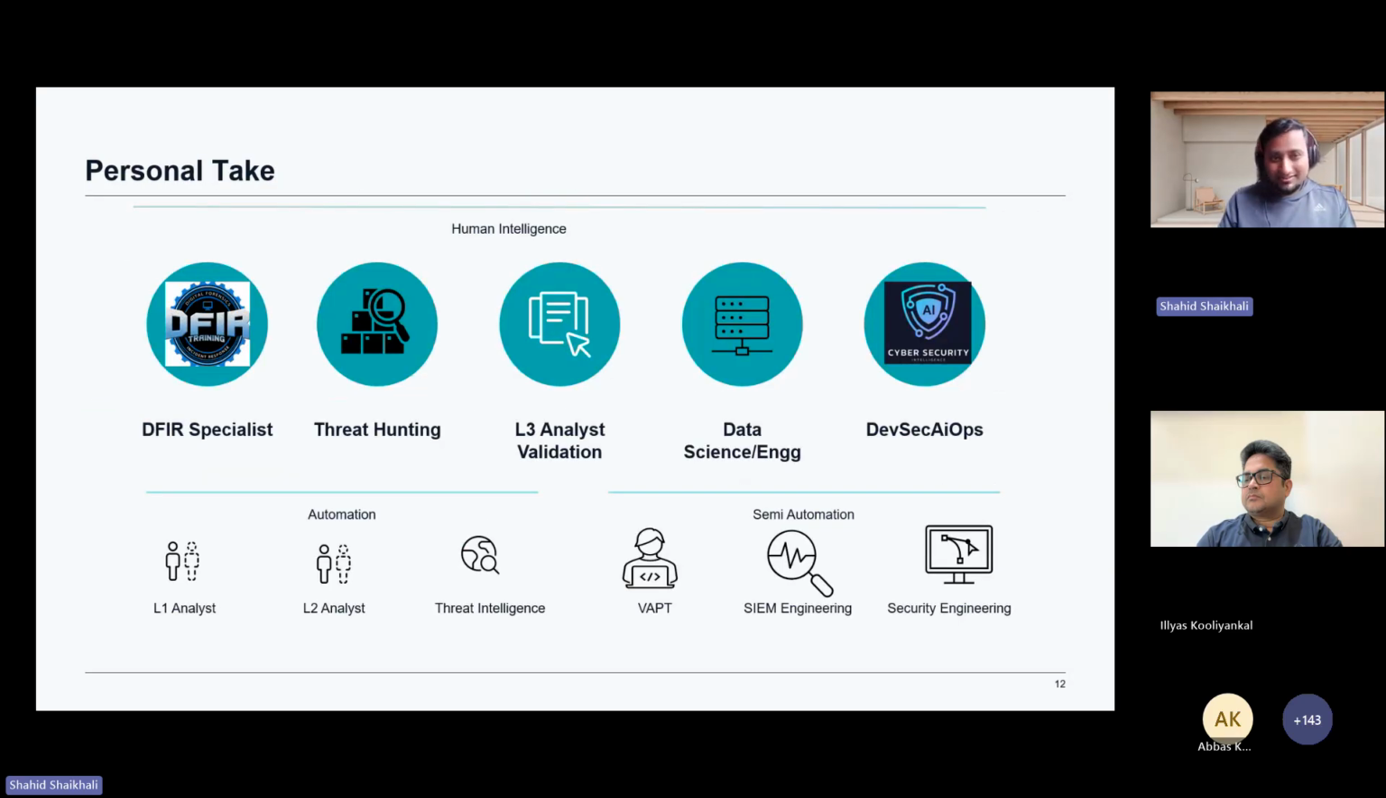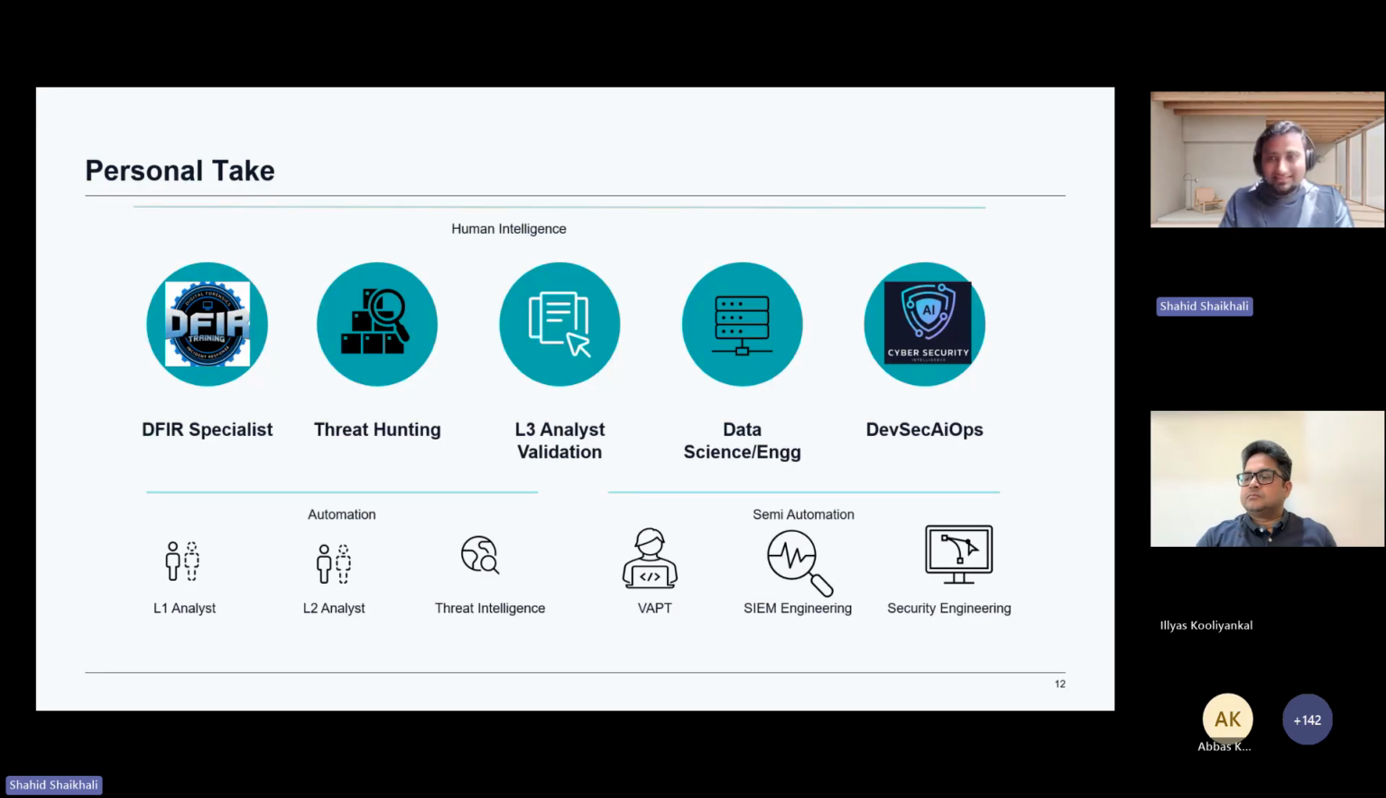Now, this is my personal take. From where I stand, AI holds tremendous potential, but only when paired with strong human expertise. Some critical roles like DFIR, threat hunting, SOC level 3 analyst for validation of work done by AI, and data science will continue to rely on human intelligence with some assistance from AI. In fact, we are likely to see new roles emerge like DevSecOps or Dev AI Ops. There could also be DevSec AI Ops, which blends security operations with AI-driven automation.